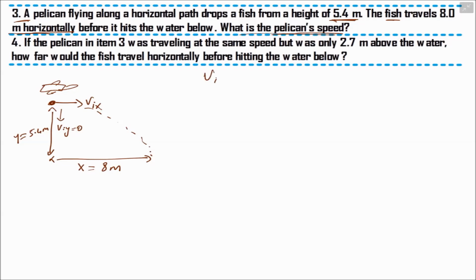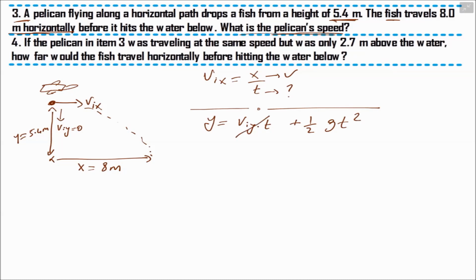To calculate v initial x, we have one formula: it's equal to x over t. x is given in this question, t is unknown. So if we calculate the time, that means we calculate the v initial x. We will calculate the time from the y component, the free fall part. y equals v initial y times t plus half g t squared. V initial y is 0 here, so y is 5.4 equals half times g, which is 10 let's say, times t squared. Divided by 2, it will be 5.